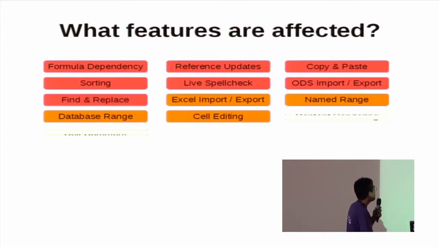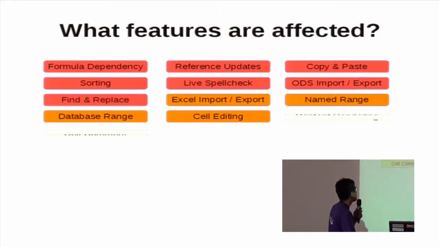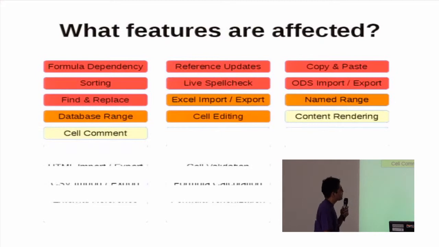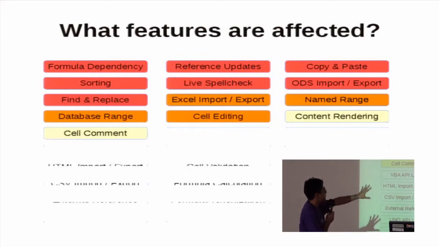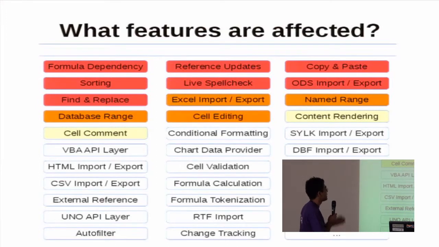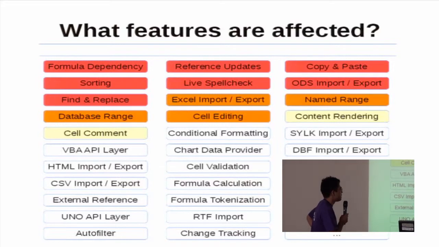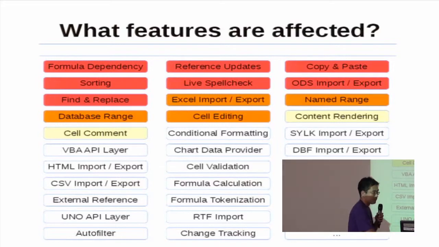Cell editing was also affected. Other ones, content rendering and cell comments, were affected, but these were less severe. Cell comment was affected not necessarily because of the core refactoring, but because the core change coincided with a change that somebody else made to refactor cell comment storage. So that contributed to some issues. And a whole bunch of other areas are affected. These ones in white are affected areas, but we don't see a whole bunch of bug reports for these, so I assume that these are relatively okay for now.